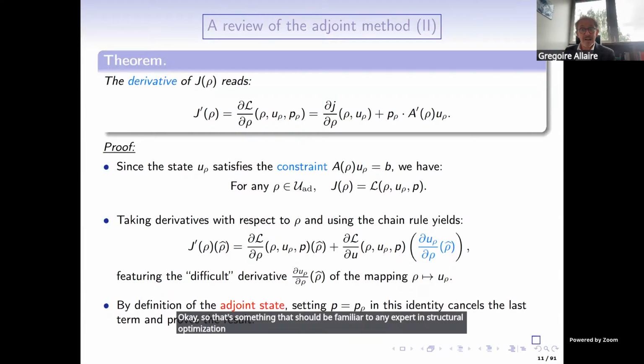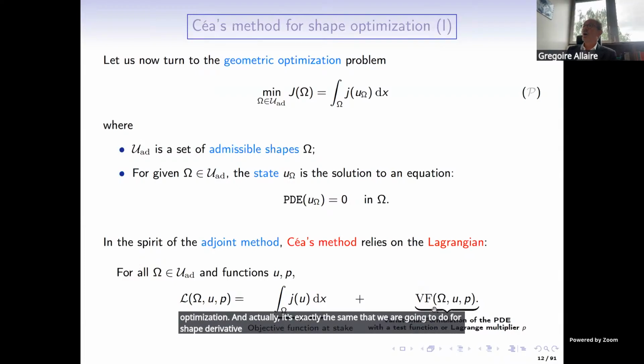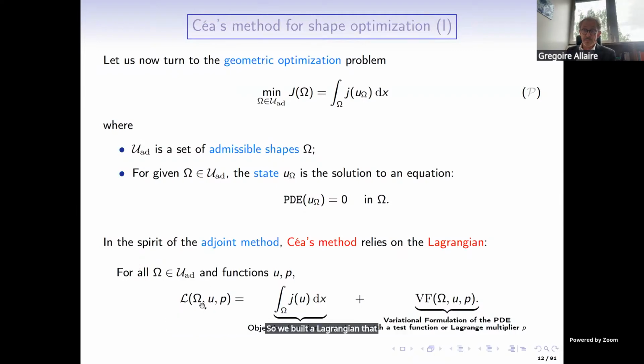And actually, it's exactly the same that we are going to do for shape derivative. So the method of Céa for shape optimization is simply applying this Lagrangian setting in the context of shape differentiation. So we build a Lagrangian that depends on the shape omega.